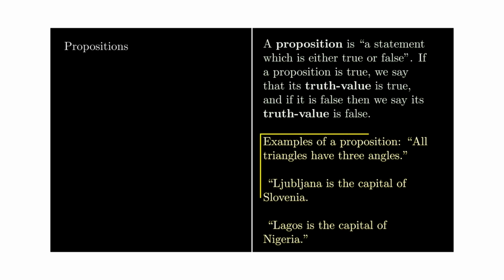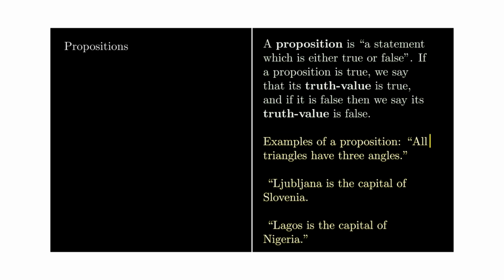Let's look at some examples of propositions. For instance, "All triangles have 3 angles." That is either true or false. In particular, in this case, that is a true proposition. "Ljubljana is the capital of Slovenia," true proposition. "Lagos is the capital of Nigeria," false proposition.